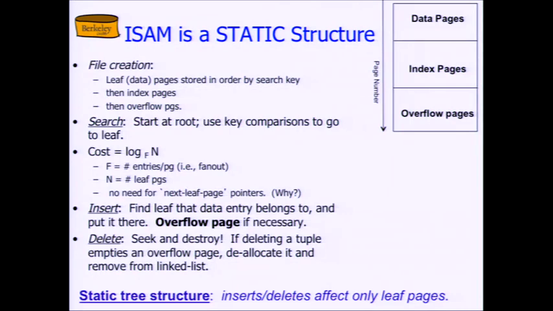Constant factors matter to us quite a lot here because IOs are so expensive. F is the number of entries per page, really the number of pointers you can think about. N is the number of leaf pages. Now, there's no need for the leaf pages to be linked together. Why is that? We don't need to store pointers at the leaf pages. Why don't we? If we want to scan across the leaf of this index, how do we do it?